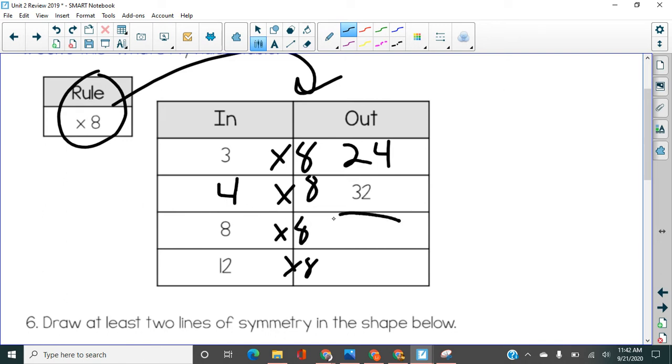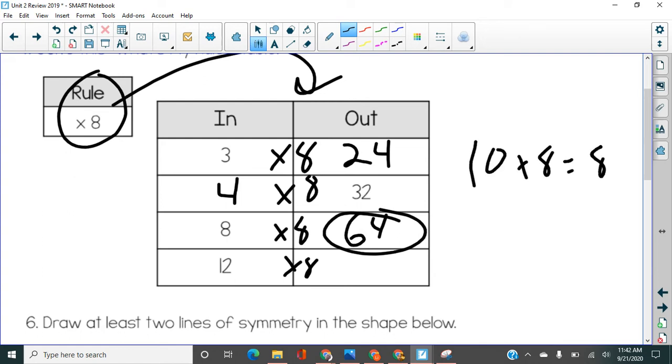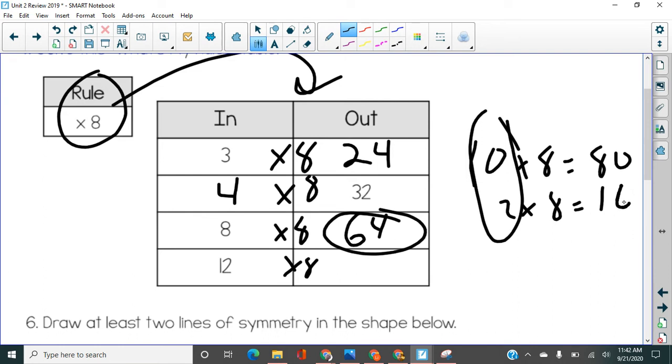All right, what should be in this space? 64. He ate and ate and got sick on the floor. 8 times 8 is 64. 12 times 8, if you know your 12s, great. If you don't, 10 times 8 is 80. And 2 times 8, because this is 12, right, equals 16. So if you put these together, 96 is the right answer.